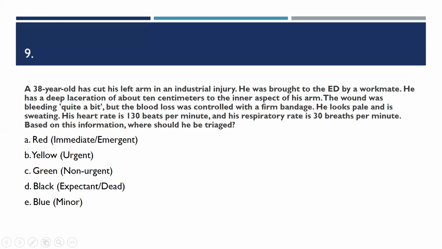A 38-year-old has cut his left arm in an industrial injury. He was brought to the emergency department by a workmate. He has a deep laceration of about 10 centimeters into the inner aspect of his arm. The wound was bleeding quite a bit, but the blood loss was controlled with a firm bandage. He looks pale and is sweating. His heart rate is 130 beats per minute, and his respiratory rate is 10 breaths per minute. Based on this information, where should he be triaged? A. Red, B. Yellow, C. Green, D. Black, and E. Blue. The answer is B, yellow.